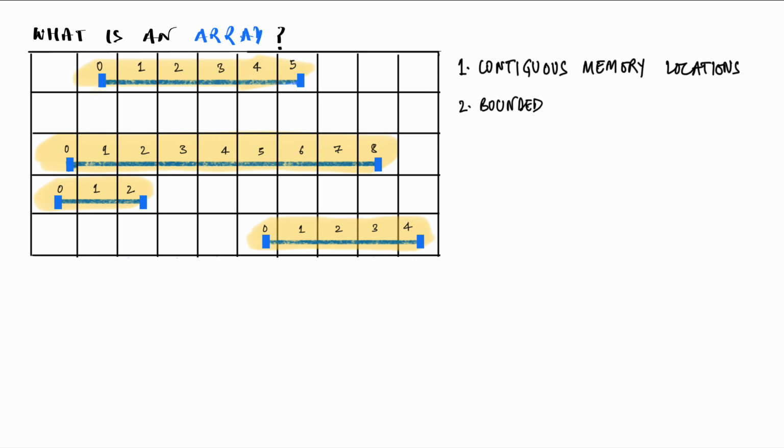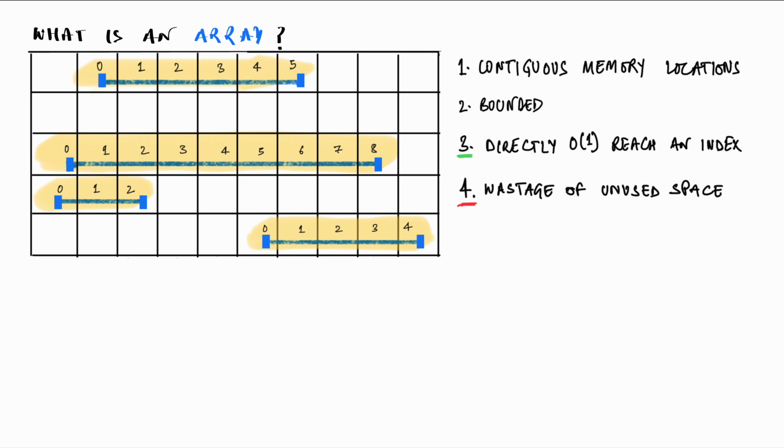Now for the best part of arrays. You can access an index directly, meaning you can reach an element via its index in order of one time complexity. We will see this with an example soon. As there are good parts, there are bad parts as well, which is wastage of unused space in an array.